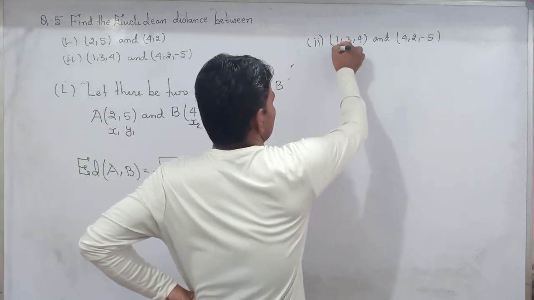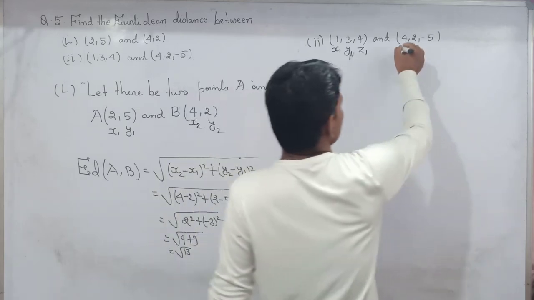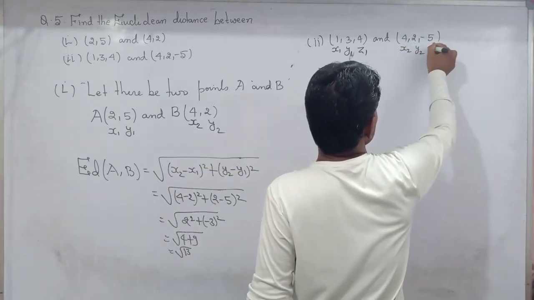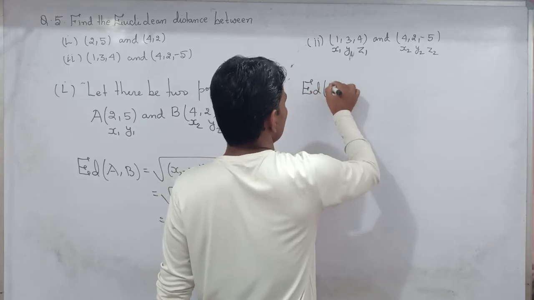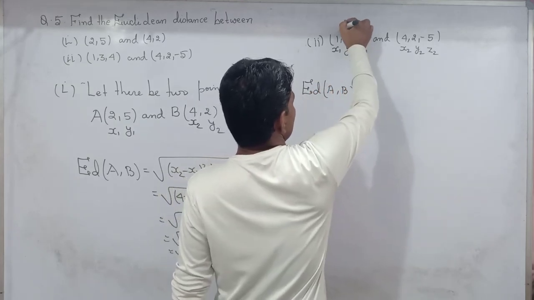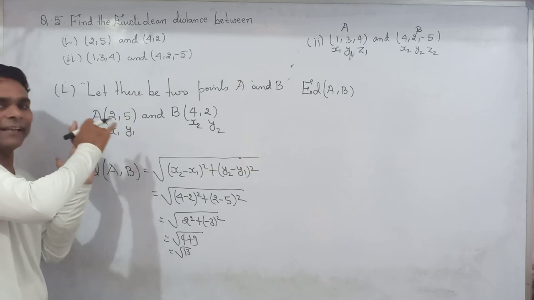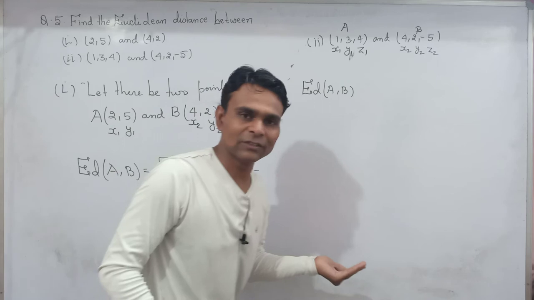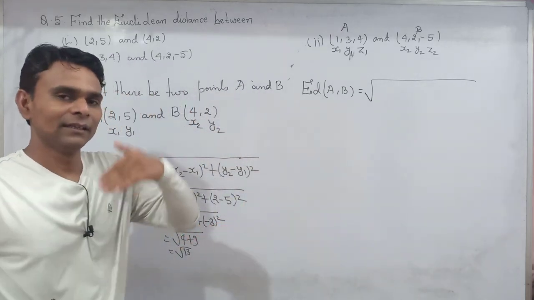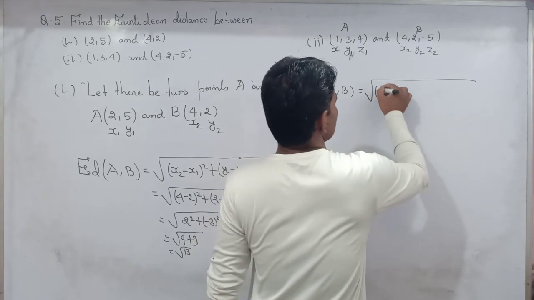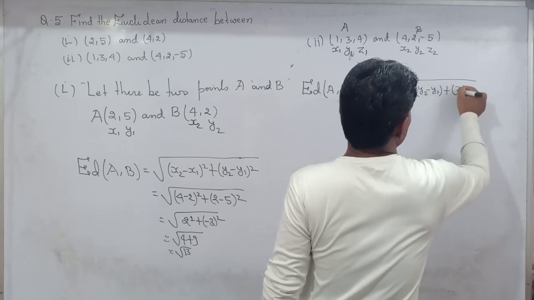The first number indicates x1, the second y1, and the third z1. Like that, x2, y2, z2. Now find the Euclidean distance between the points A and B. This is point A, this is point B, whose coordinates are given in this question. You need to write as I have previously written in the first part of this question. The formula is the same, but we need to add the third coordinate Z: under root (x2 minus x1) square plus (y2 minus y1) square plus (z2 minus z1) square.